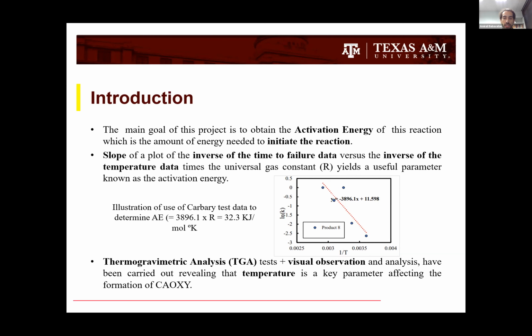In this picture, you can see an example of how to get the activation energy. You can see that the slope of the plot of the inverse of time to failure data versus the inverse of the temperature data, times the universal gas constant, gives us the activation energy. In this regard, we did the TGA test, thermogravimetric analysis, and also visual observation, which in the following, we can see that temperature is a key parameter affecting the formation of COC.